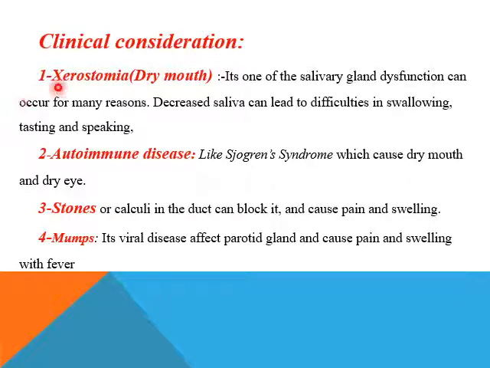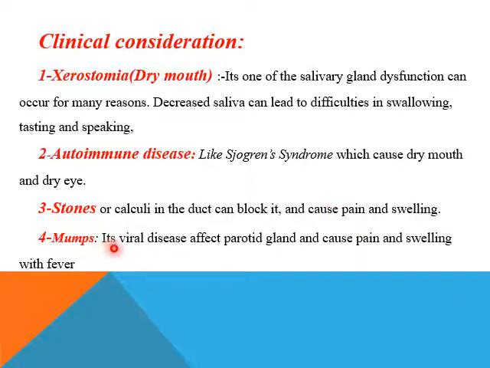Clinical considerations. First, xerostomia or dry mouth. It's one of the salivary gland dysfunctions, and can occur for many reasons, due to drugs or diseases or irradiation or cancer or old age. Decreased saliva can lead to difficulties in swallowing, tasting, and speaking. Second, autoimmune disease like Sjogren's syndrome, which causes dry mouth and dry eye. Third, stones or calculi present inside the duct can block the duct and cause pain and swelling.